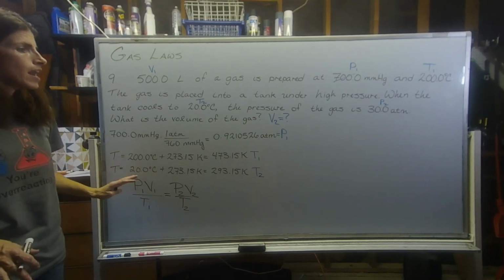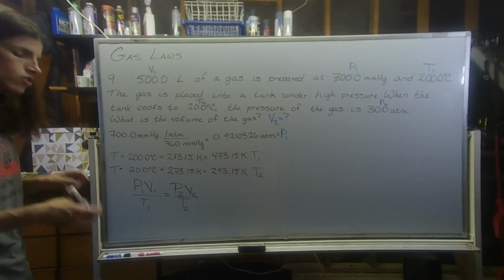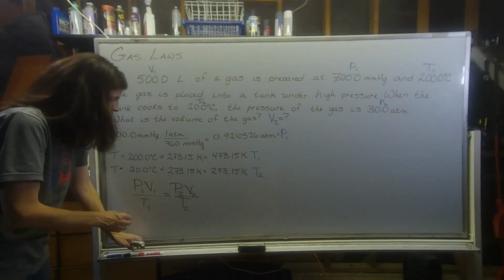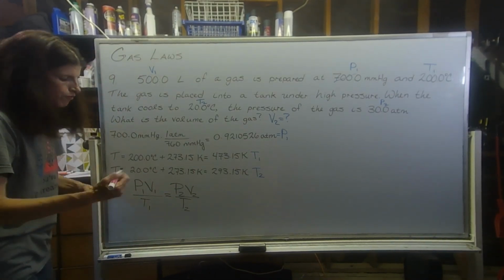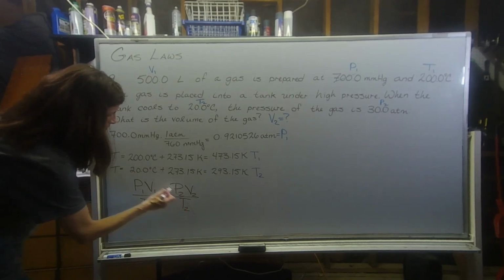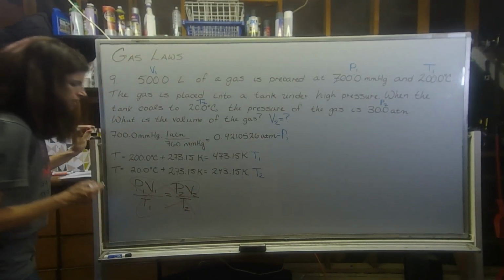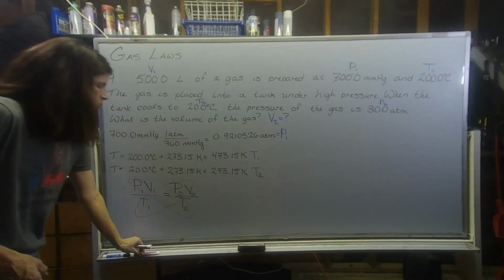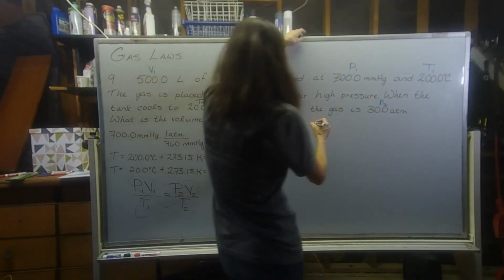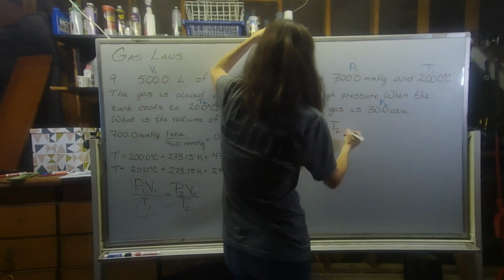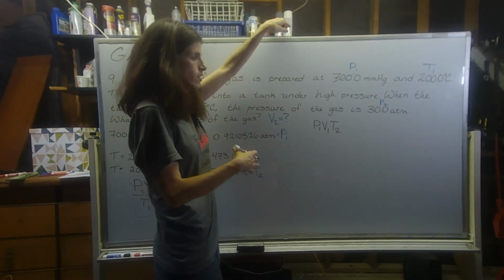Alrighty, so now that I've got everything organized, I can start plugging stuff in. I wrote my combined gas law down here. Not a big fan of the fractions, so before I really get started, I'm going to cross multiply and get this into a single line. So I'm going to have P1 V1 T2 equals P2 V2 T1.